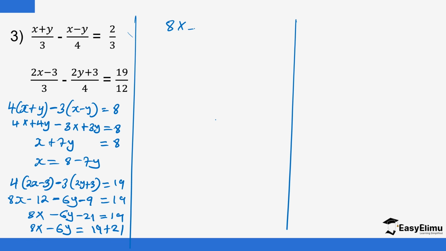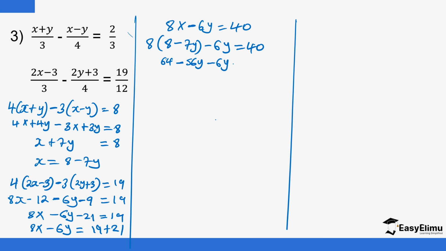So 8x minus 6y is equals to 40. But already I have the value of x, which is 8 minus 7y. So I'll substitute x for 8 minus 7y. So 8 into x, but x is 8 minus 7y, minus 6y is equals to 40. So opening up this bracket, the number outside the bracket multiplies both terms inside the bracket. So this is 64 minus 56y minus 6y is equals to 40.